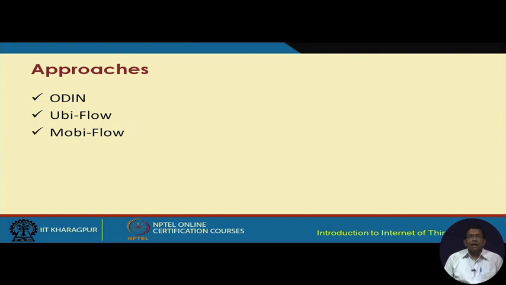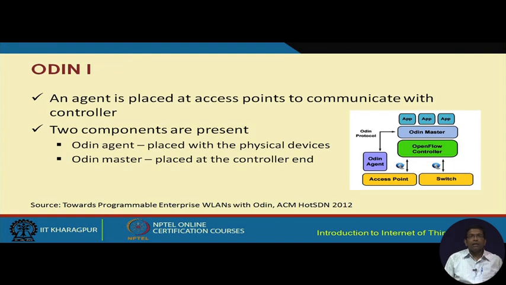So, there are different approaches or different solutions that have been proposed for it. Number one is ODIN, number two is UV flow, and number three is MOBI flow. ODIN basically proposes the use of an agent. It is an agent based solution, agent based architecture. So, here an agent is placed at the access points to communicate with the controller. So, this is the ODIN agent, and there is the ODIN master. So, we have the ODIN agent which is placed at the physical devices at the access point, for example, and the ODIN master which is placed at the controller.